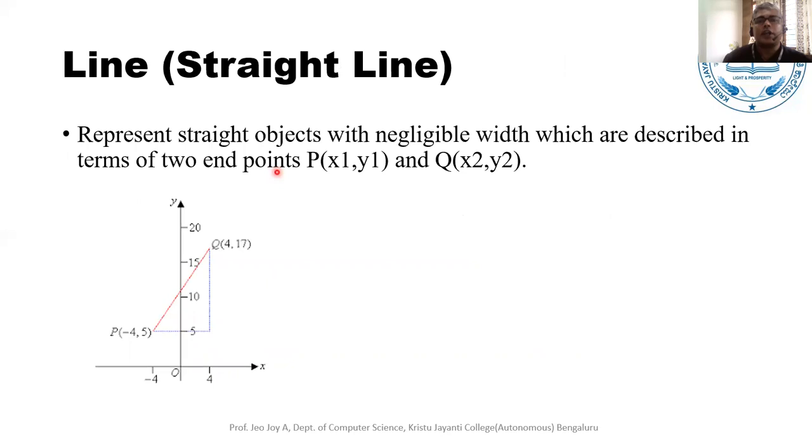Now, coming to straight line representation. So a straight line can be represented by the endpoints like in the diagram here, P and Q. So the first endpoint is represented generically as x1, y1, and the second endpoint is represented as x2, y2. And here in this diagram, negative 4, 5, that is the first endpoint, and 4, 17 is the second endpoint.